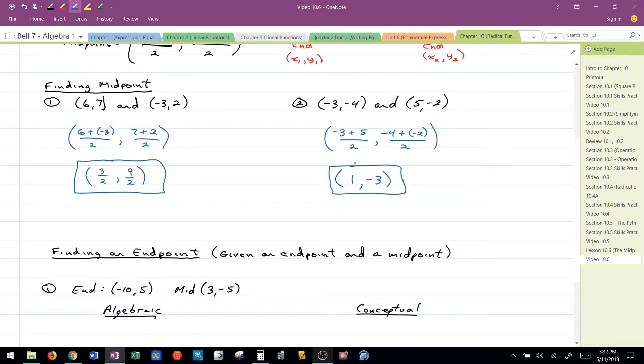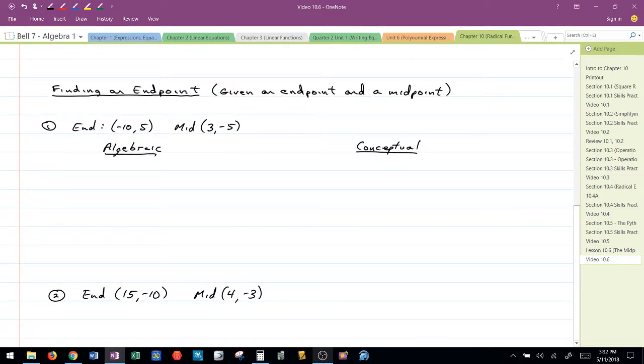Now, how we extend this is, what if I give you an endpoint and the midpoint? All right, I wrote down a midpoint. It should be the midpoint. All right, there's only one midpoint between two endpoints. All right, so there's two different ways to do this. There's an algebraic way and a conceptual way.